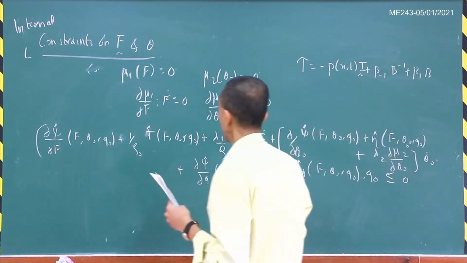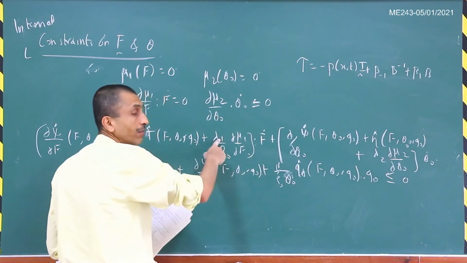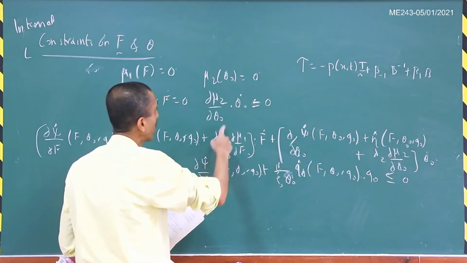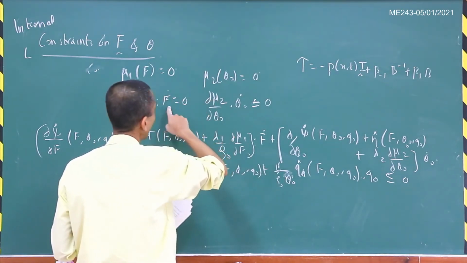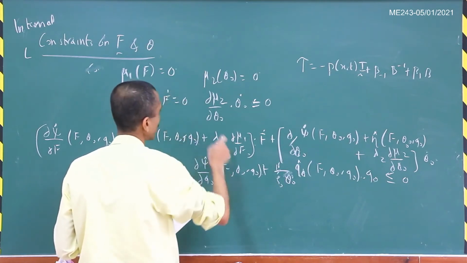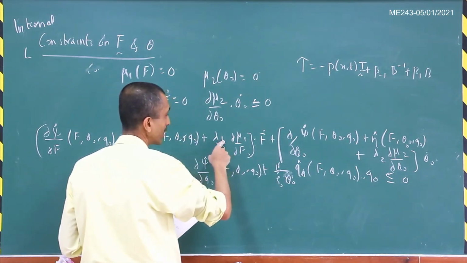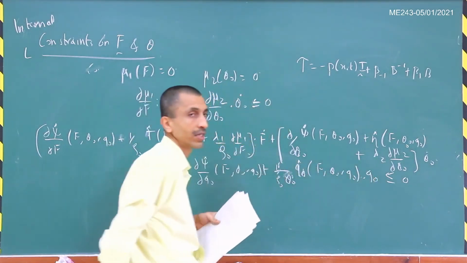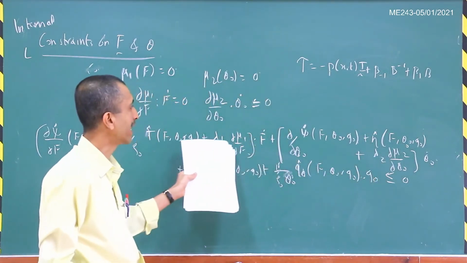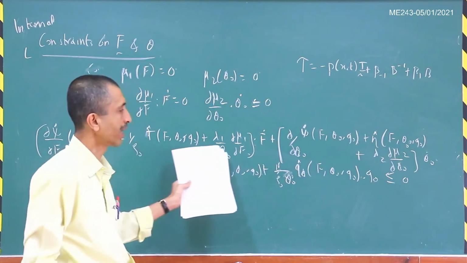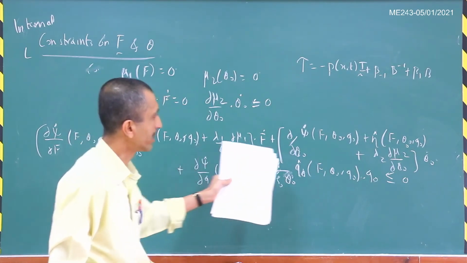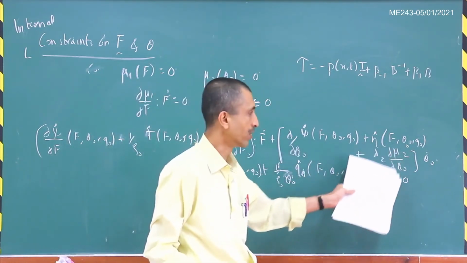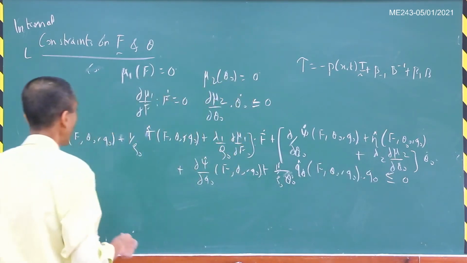Okay, so now this lambda 1 can be an arbitrary scalar because del mu 1 by del F times F dot is 0. Right? So that's why we can have this lambda 1 as an arbitrary scalar. Similarly, this lambda 2 is also an arbitrary scalar because essentially we are just adding 0 to that particular statement. Right? So this is the addition of a 0 and this is also an addition of a 0 to that particular statement. But it affects now.